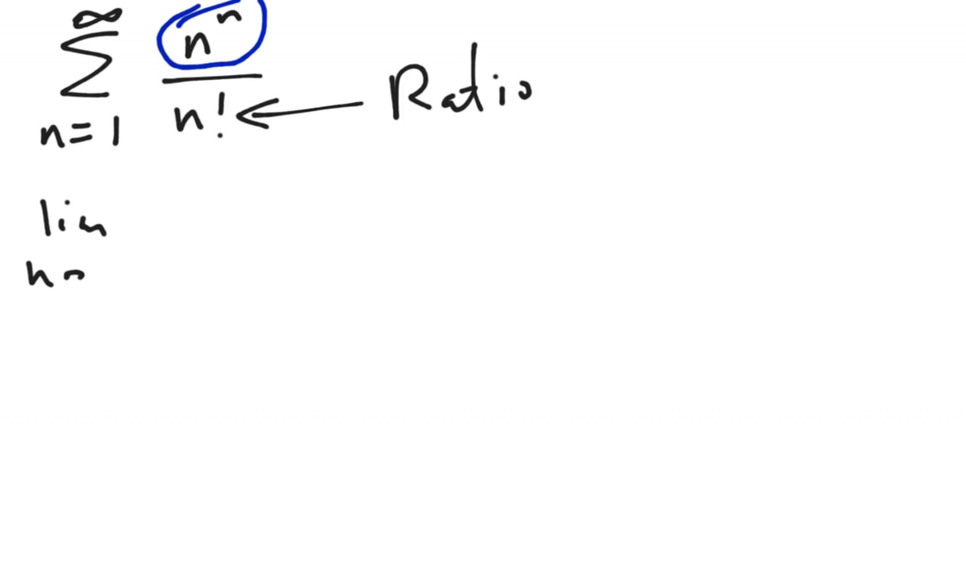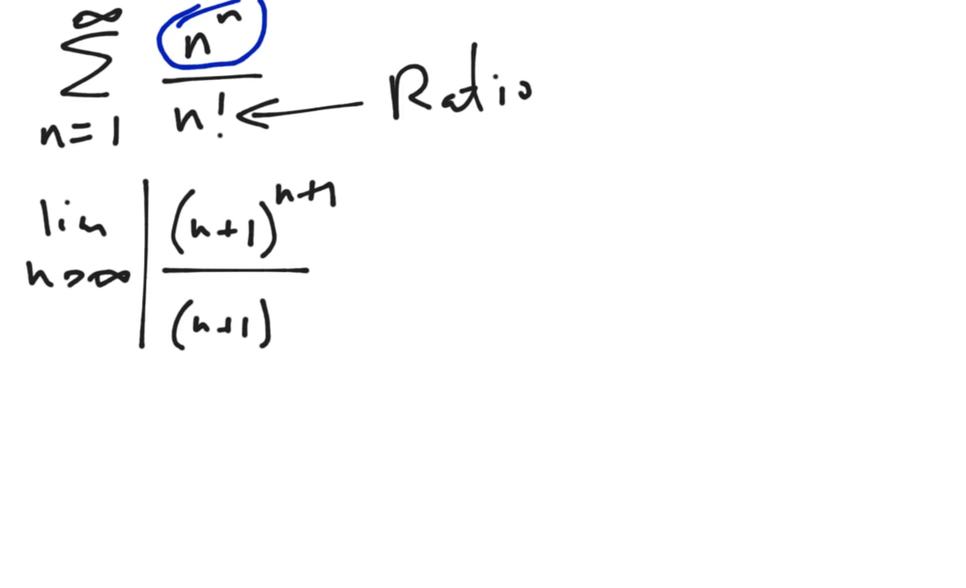Limit as n approaches infinity, absolute value, of (n plus 1) to the n plus 1 divided by (n plus 1) factorial. That's the a sub n plus 1. Then I'm going to multiply by the reciprocal of a sub n, which is going to be n factorial divided by n to the n. Close the parentheses. Alright, let's simplify the like terms and expand things out a little bit.